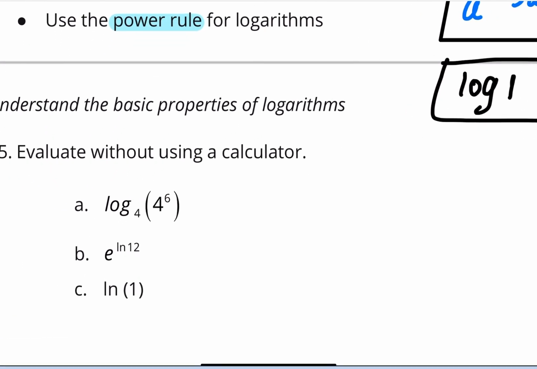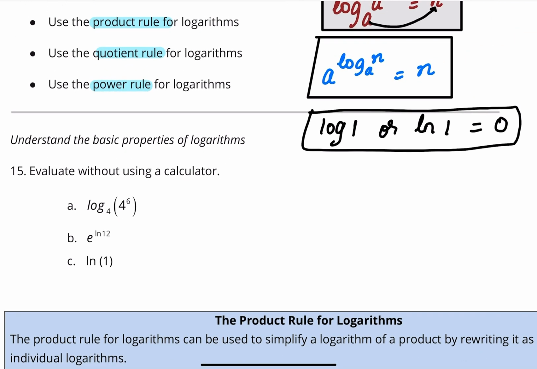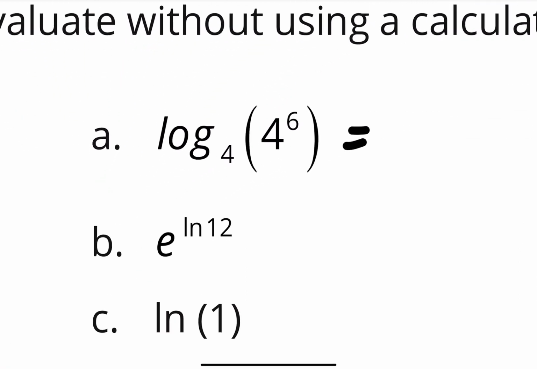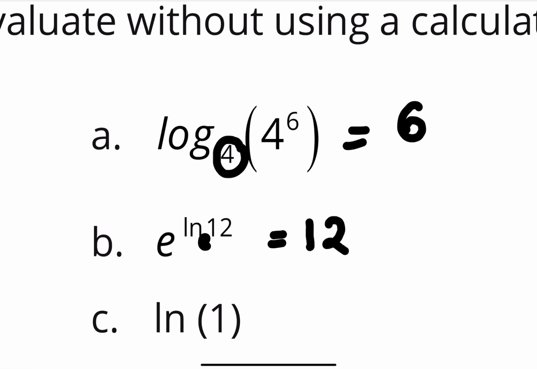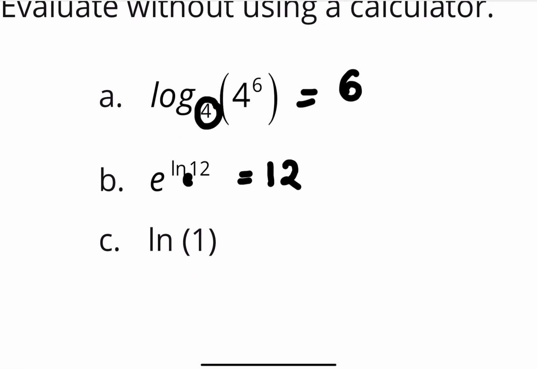Now with those, let's go ahead and evaluate these. So what do I have here? To what power should I raise my 4 to give me 4 power 6? By default, 6. Now this is e. Again, this is base e. If I see both the bases are the same, to what power should I raise e to give me e power 12? This is 12. Log 1 is a big fat 0.